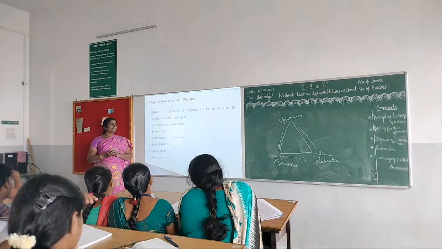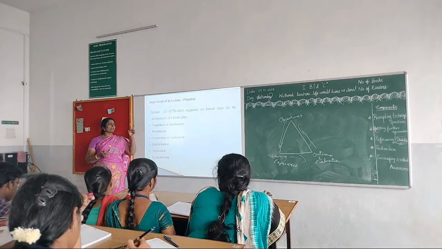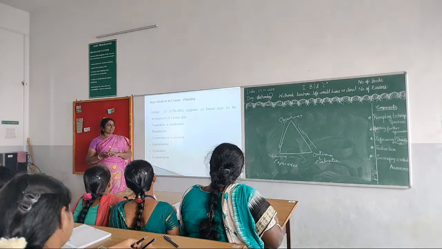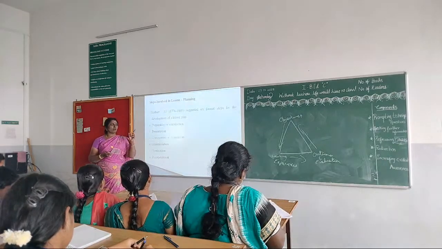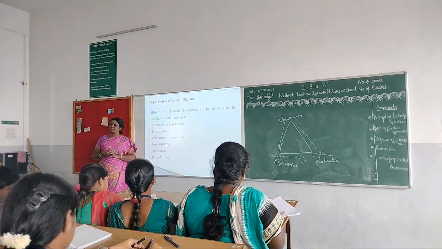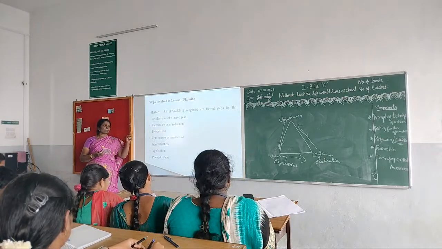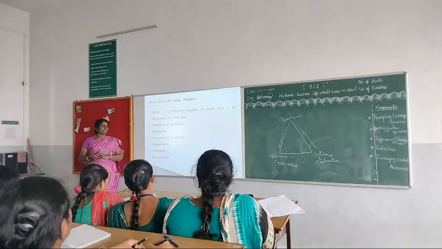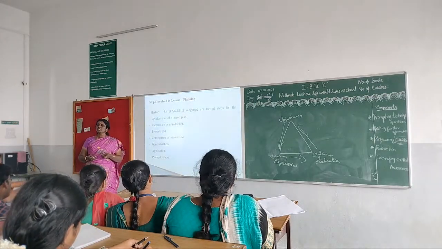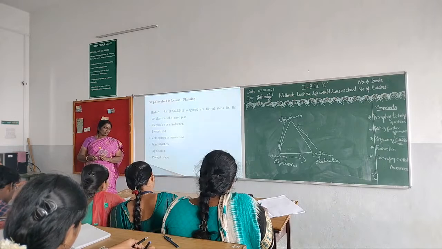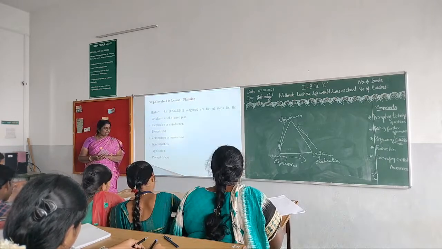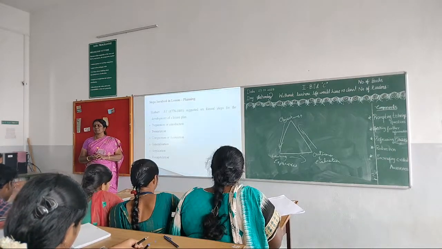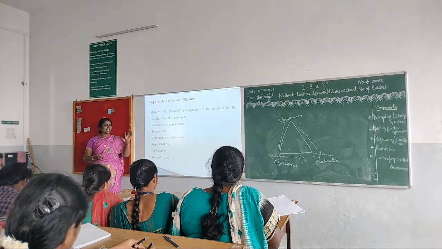Steps in one lesson plan. Here we are using the Herbertian method. Herbert suggested six formal steps for the development of a lesson plan. First one is preparation or introduction. Second one is presentation. Third one is comparison. Fourth one is generalization. Fifth one is application. And sixth one is recapitulation. Okay? We'll see it one by one.